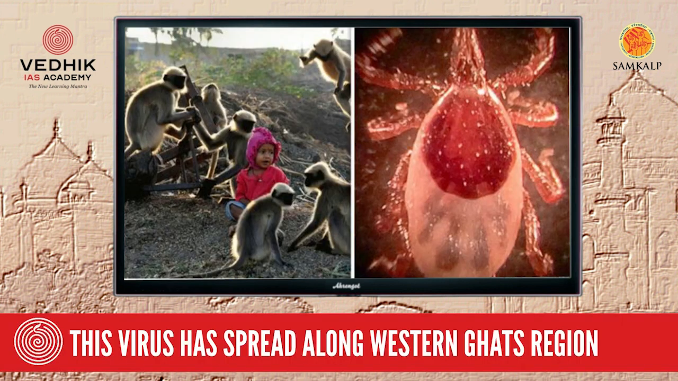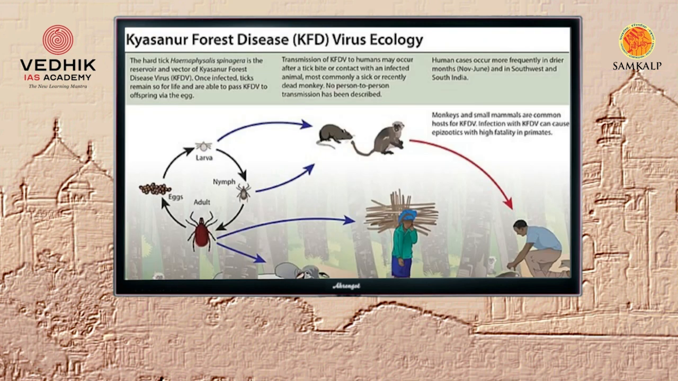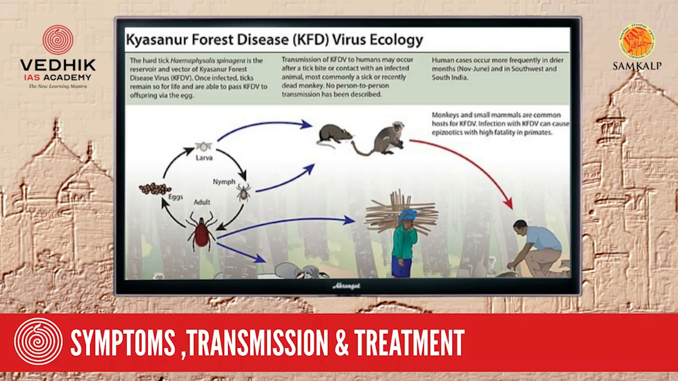This virus has spread along the entire stretch of the Western Ghats region, which also includes Maharashtra, Kerala, Tamil Nadu, and Goa. Symptoms include sudden onset of high-grade fever, prostration, nausea, vomiting, diarrhea, and occasionally neurological manifestations. It is transmitted through the bite of ticks, and black-faced langur monkeys are highly susceptible to the infection. They play a significant role in the spread of the virus in the human population.